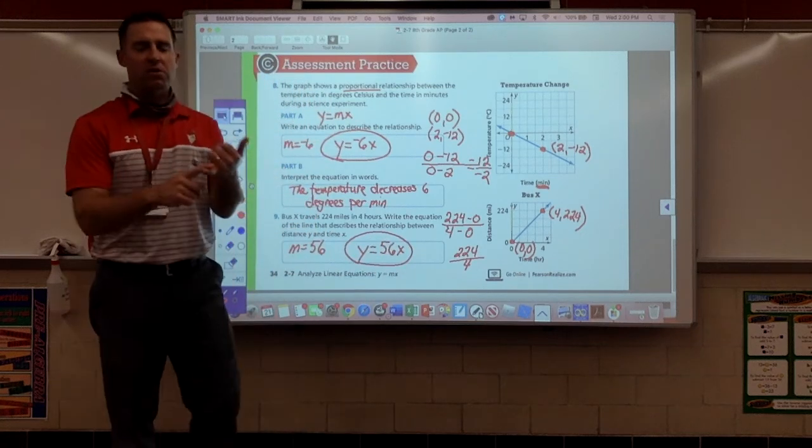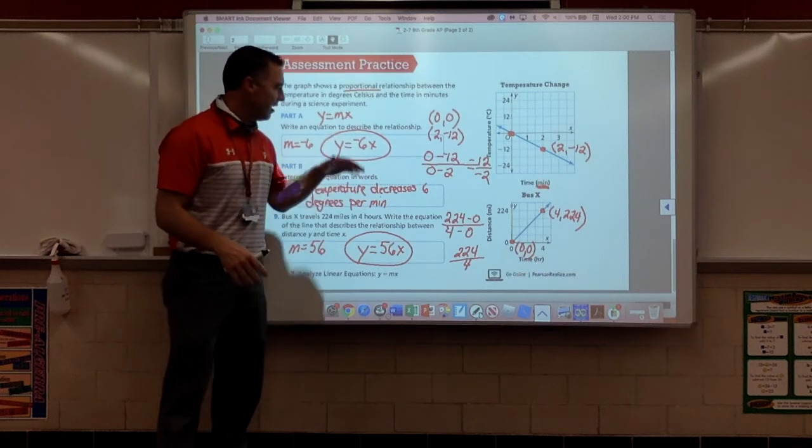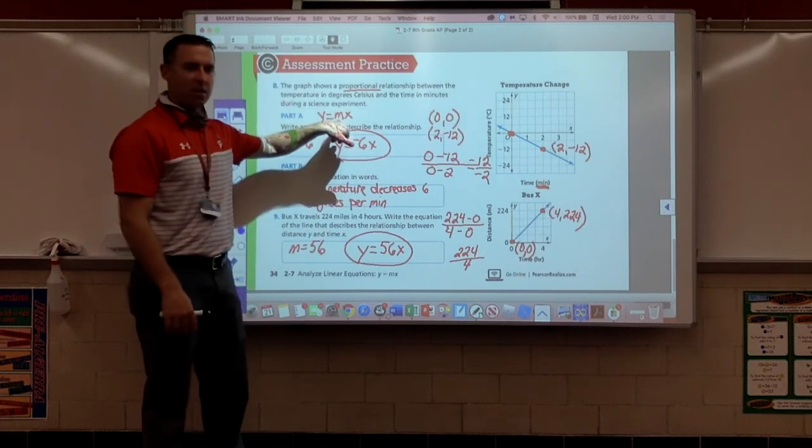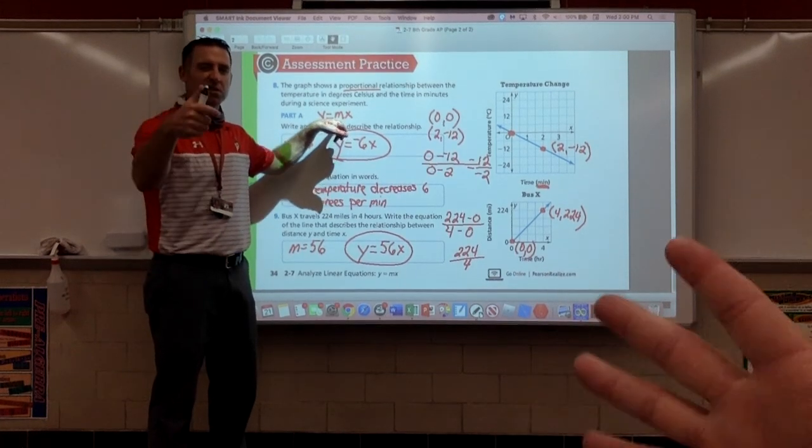There you go, folks. Lesson 2.7, writing proportional equations. All you have to do is find the slope and plug it into the equation for m. We know how to find slope. Write the equations. Good job. Keep it up.